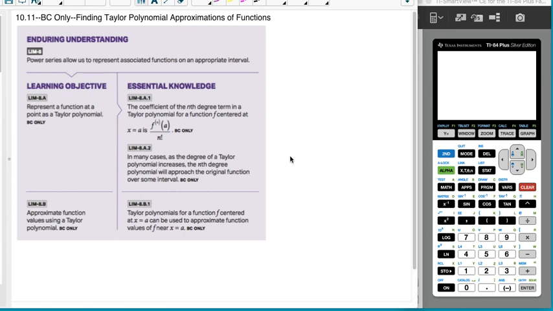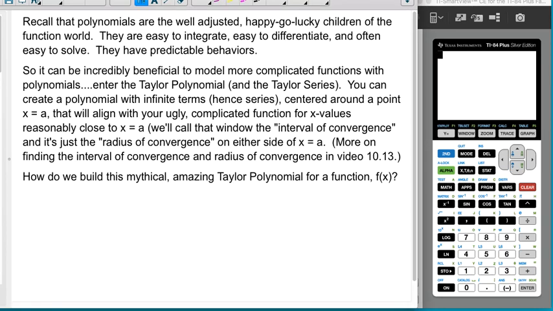Later on we're going to memorize some Taylor series that you should know. So recall that polynomials are the well-adjusted, happy-go-lucky children of the function world. They're easy to integrate, they're easy to differentiate, and often easy to solve. They have very predictable behaviors, right? They have end behavior we can predict. They're easy to find extrema for, all of this nice stuff. So it can be incredibly beneficial to model a more complicated function with a polynomial, right?